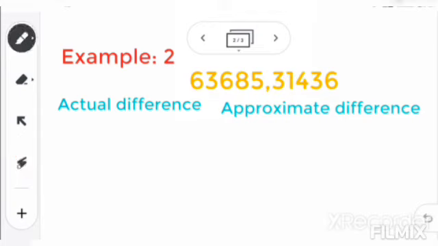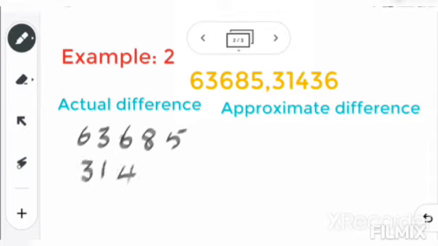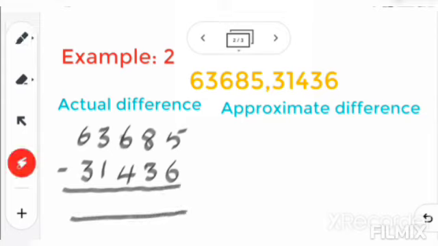So the first number is 63,685. The next number is 31,436. So this we have to minus. If you minus, you will find the actual difference. So right now itself you can minus, otherwise after rounding off these numbers you can minus also.